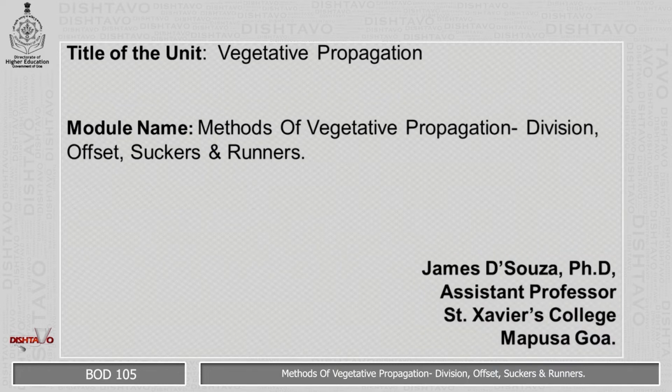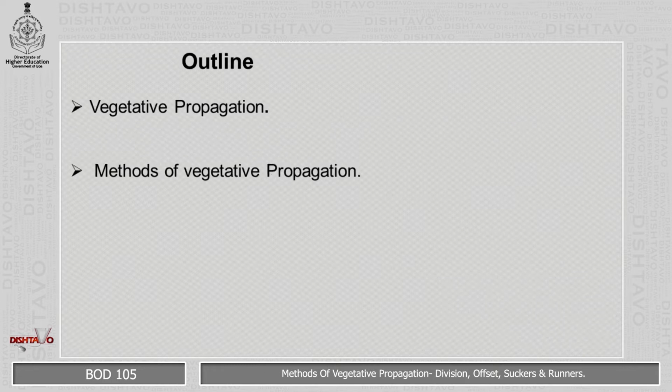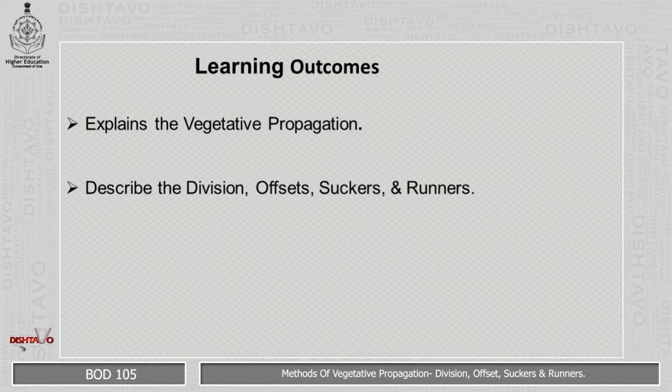The title of the unit is Vegetative Propagation, module name Methods of Vegetative Propagation: Division, Offset, Sucker and Runners. In this module, students will learn about vegetative propagation. They will also learn about methods of vegetative propagation. At the end of this module, students will be able to explain what is vegetative propagation. They will be able to describe the techniques such as division, offsets, suckers and runners with examples.